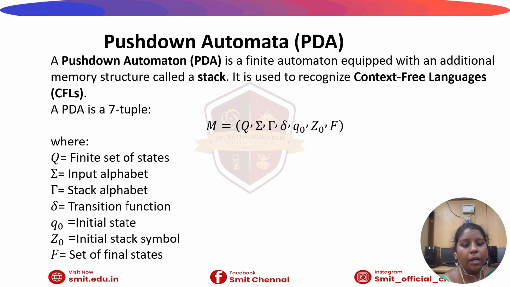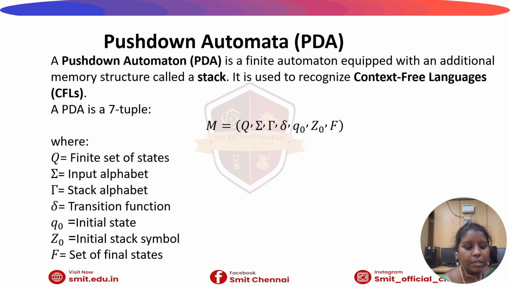We can say the pushdown automata is based on 7 tuples, where Q is the finite set of states, sigma is the input alphabet, gamma is the stack alphabet, delta is the transition function, Q0 is the initial state, Z0 is the initial stack start symbol, and F is the set of final states. In the stack, we first push the initial start symbol when it is empty.